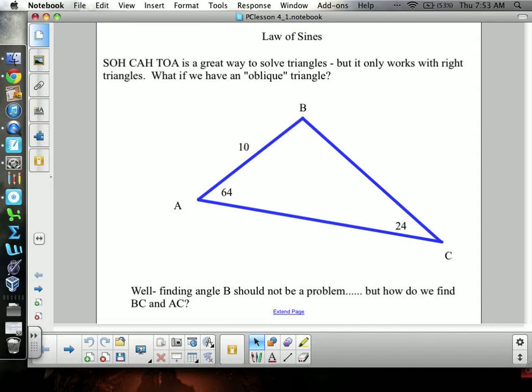So a lot of stuff to talk about here. Like I said, though, SOHCAHTOA is great, but it doesn't work in oblique triangles. So I'm going to develop law of sines here for you. We're going to show you where law of sines comes from.